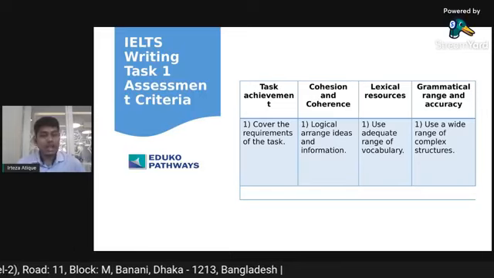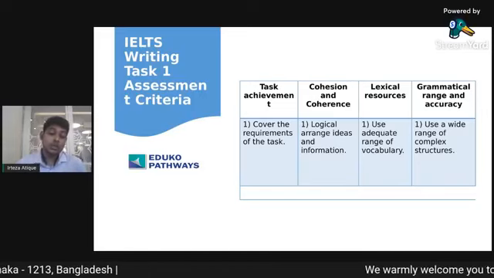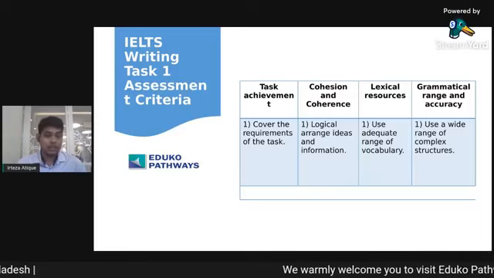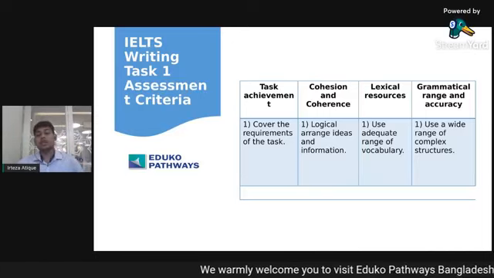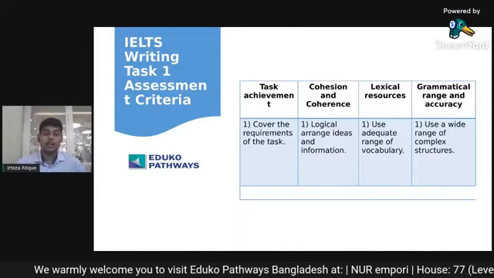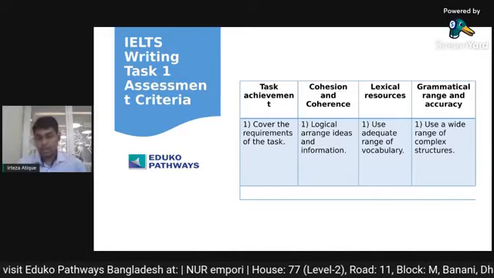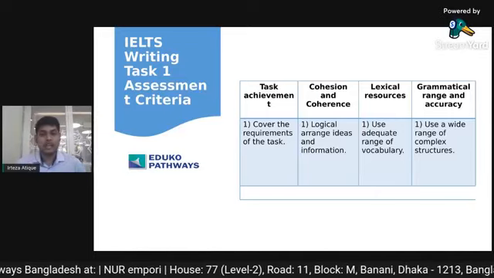So what is task achievement? Task achievement requires you to cover all the requirements of the task. So task achievement requires you to write 170 words, and they require you to write a report. They require you to not give your opinion, so things like that.